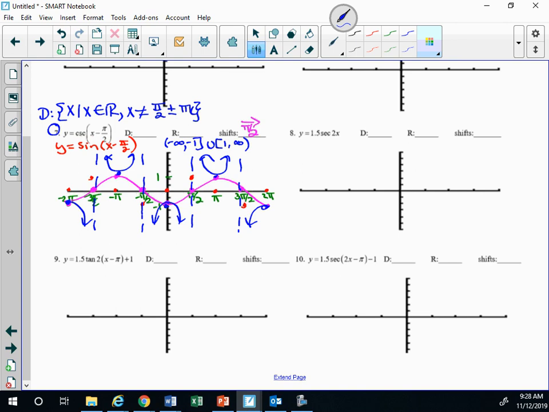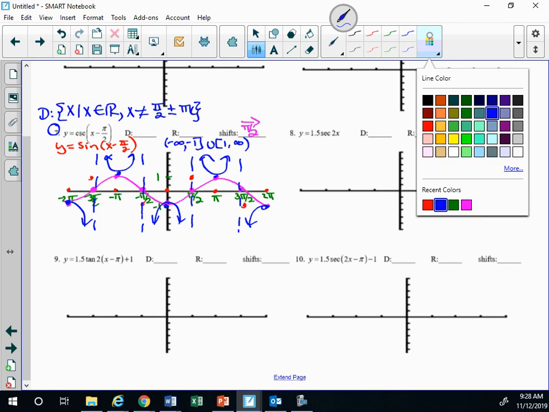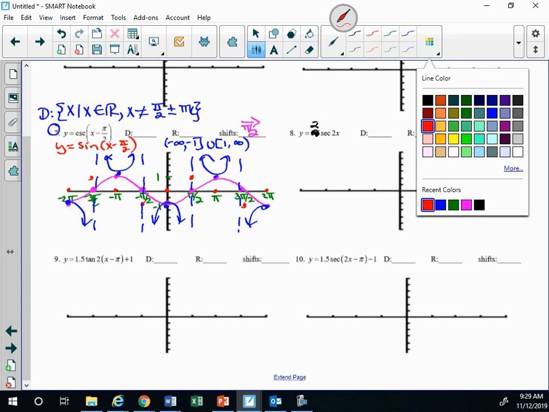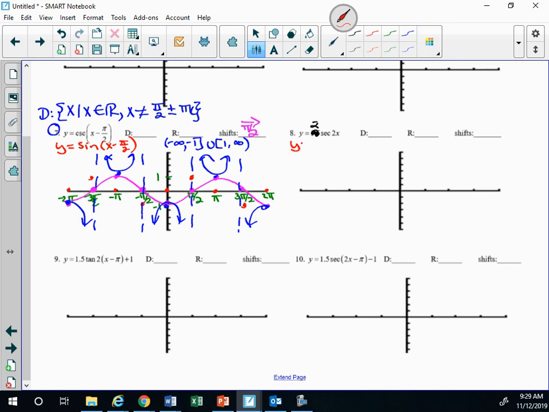Let's do number 8, but I want to change it because the 1.5 is annoying. Let's just make it 2 secant of 2x. Okay? So you are going to graph it as if it is y equals 2 cosine of 2x. Okay?